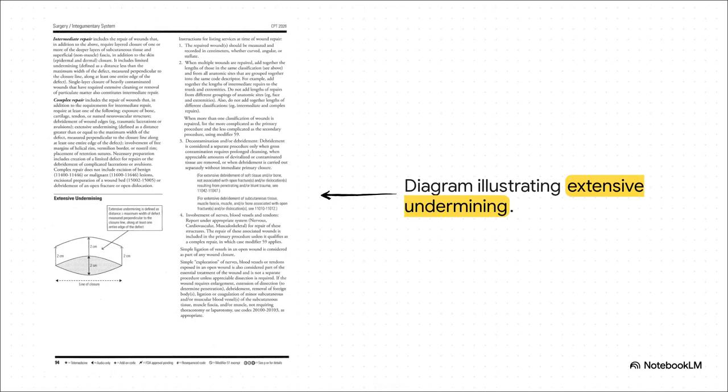If you're wondering what actually elevates a repair to that complex category, this is it. This shows extensive undermining. It's a surgical prep where the doctor literally separates the skin from the underlying tissue over a really wide area, just to stretch it over a defect. Because this takes significantly more surgical work and skill, doing this automatically bumps a repair code into the complex category, no matter how big or small the wound is.